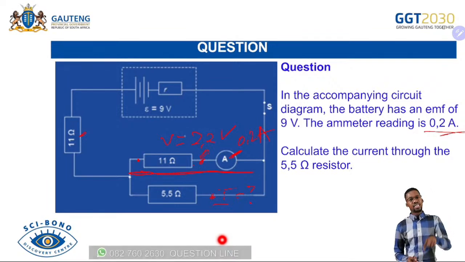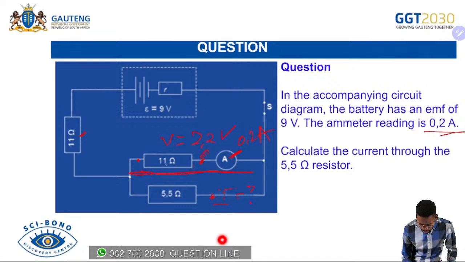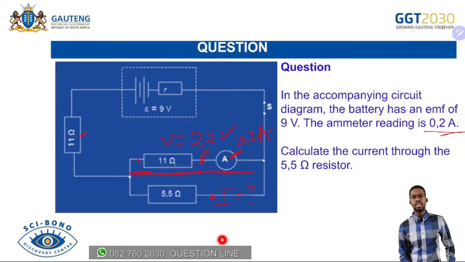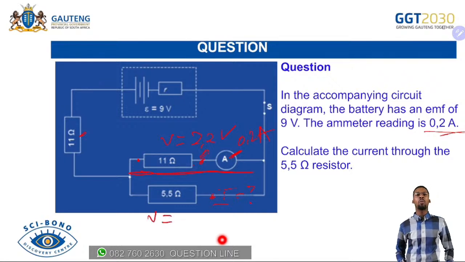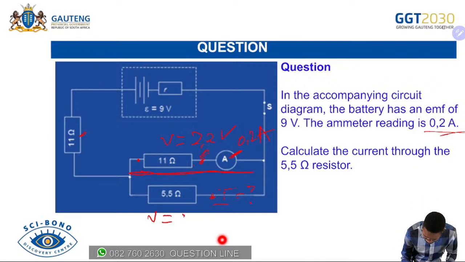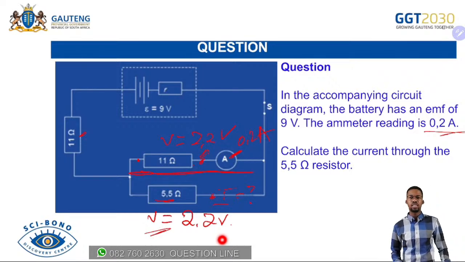If resistors are connected in parallel, their potential difference is the same. So for the 11 ohm resistor, the potential difference across it is 2.2. As well, the potential difference across the 5.5 ohm resistor is what? It is 2.2 volts. So now for 5.5 ohms, we have two values, the value of the resistor and the value for V. We can calculate the current.